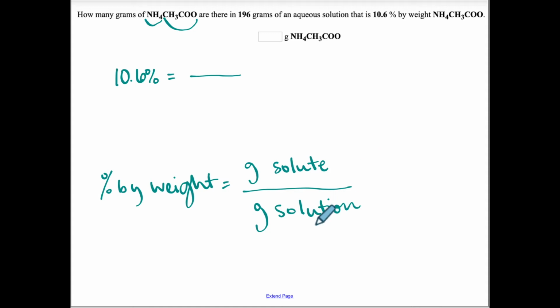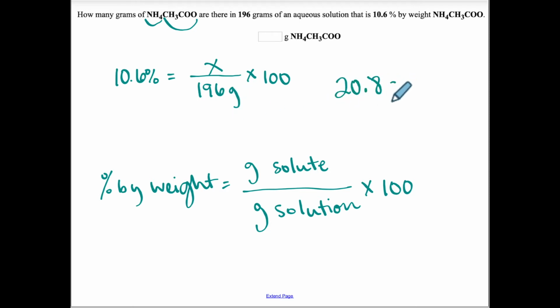And it's telling us up here that we have 196 grams of aqueous solution. So we're going to put that down here for the grams of solution. Oh yes, and our equation has to have times 100. What we're trying to find is how many grams of this there are. That's going to be our solute. So we put an X up there, multiply by 100, and then we just solve. So we'll take 10.6 divided by 100 times 196, and you end up with 20.8 grams.